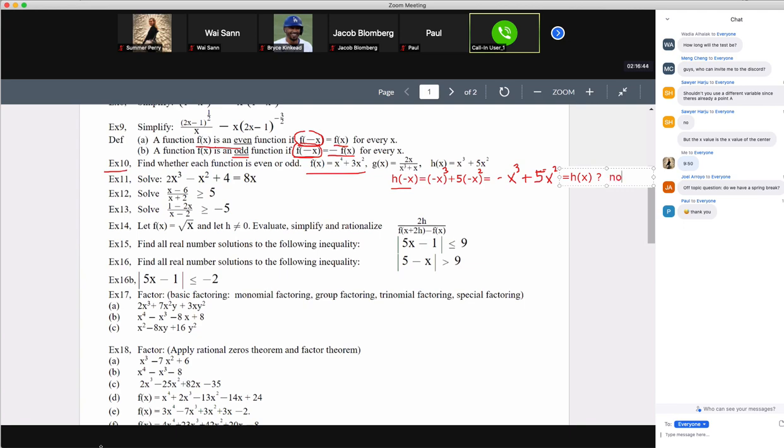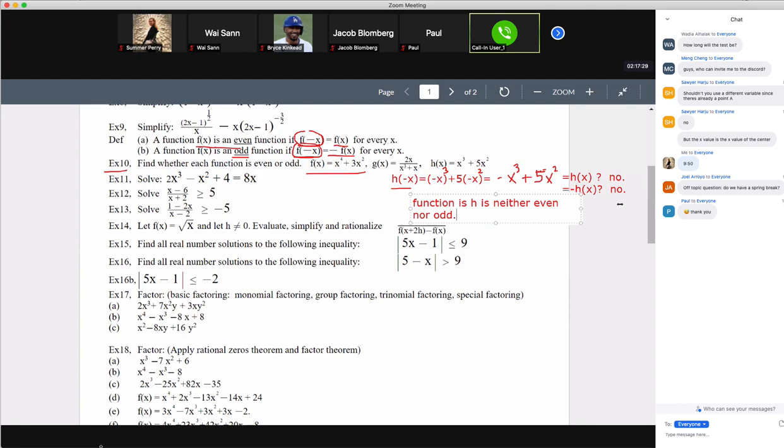No. And now the question is, is this equal to minus h of x? What is h of x? h of x is x cubed plus 5x squared. So is that minus x cubed plus 5x squared? Is that minus h of x? No. So therefore, h is neither, what? Function h is neither even nor odd.